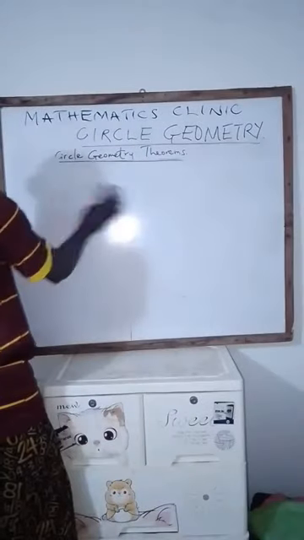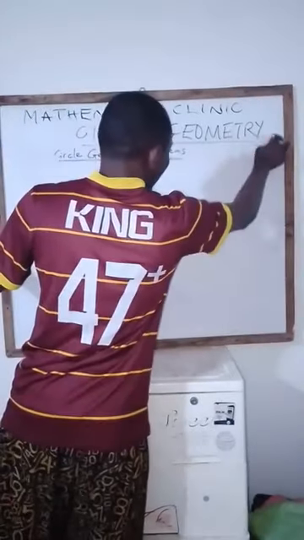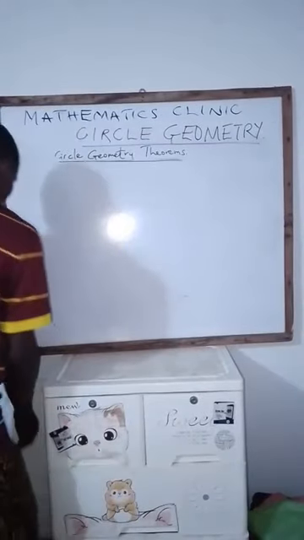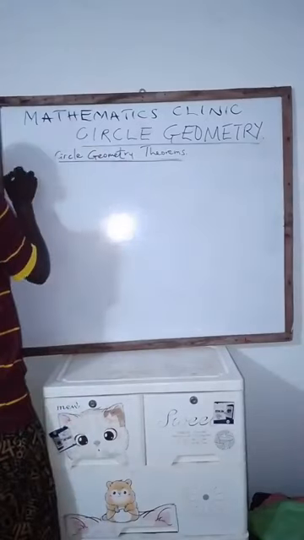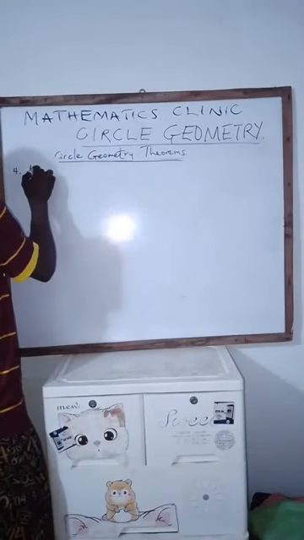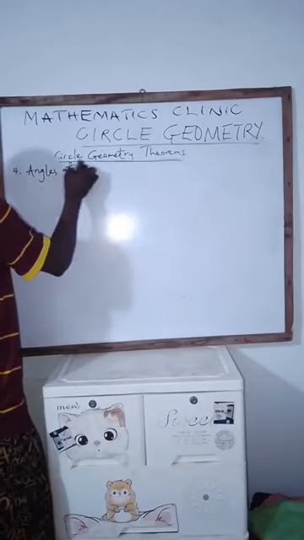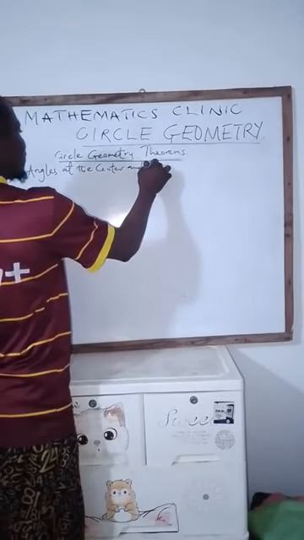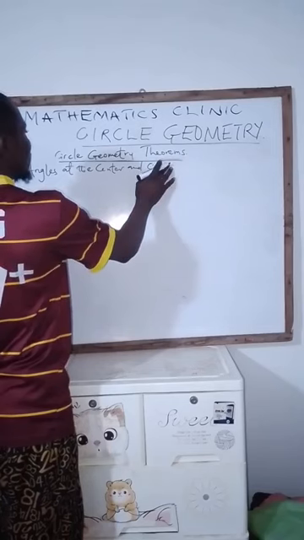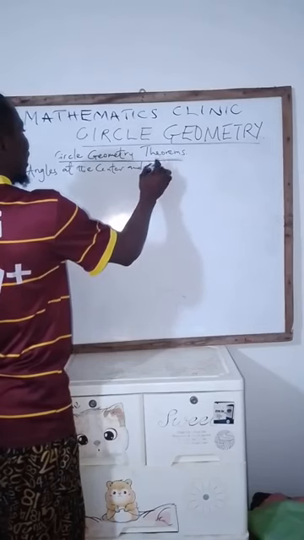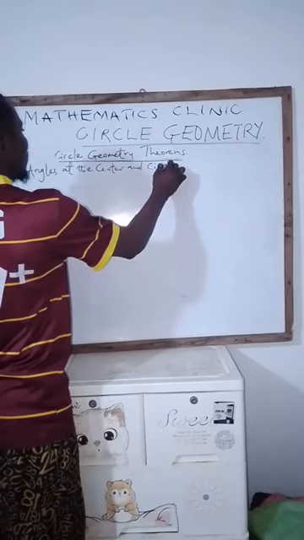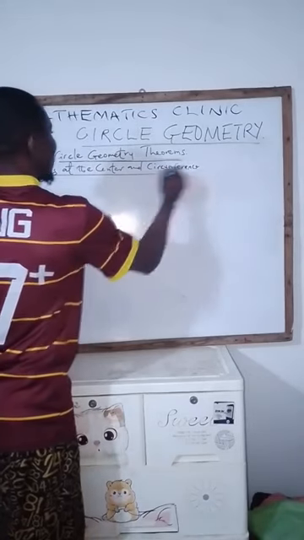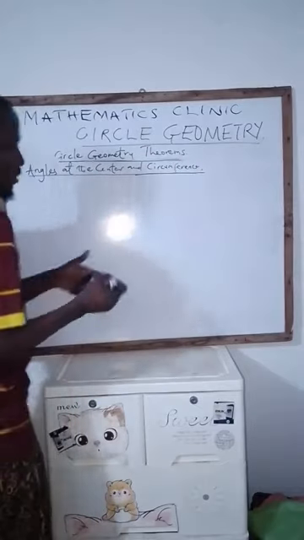The next theorem is the theorem relating angle at the center and angle at the circumference. Angle at the center and angle on the circumference. That theorem relates them together. What is that theorem saying?